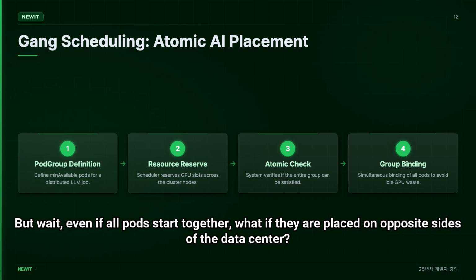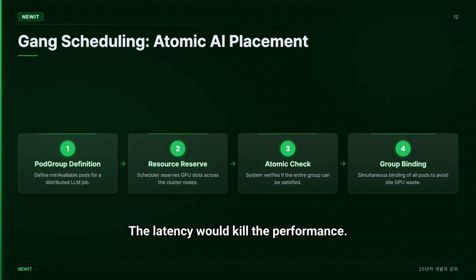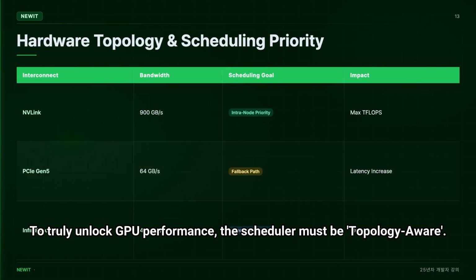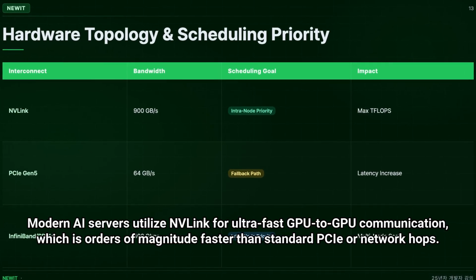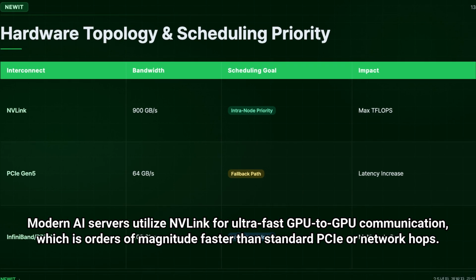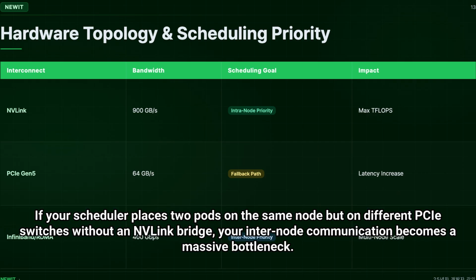But wait, even if all pods start together, what if they are placed on opposite sides of the data center? The latency would kill the performance. To truly unlock GPU performance, the scheduler must be topology aware. Modern AI servers utilize NVLink for ultra-fast GPU to GPU communication, which is orders of magnitude faster than standard PCI or network hops. If your scheduler places 2 pods on the same node but on different PCI switches without an NVLink bridge, your internode communication becomes a massive bottleneck.